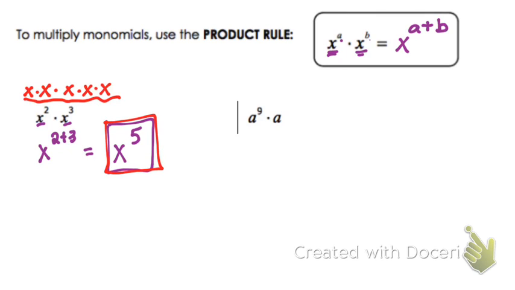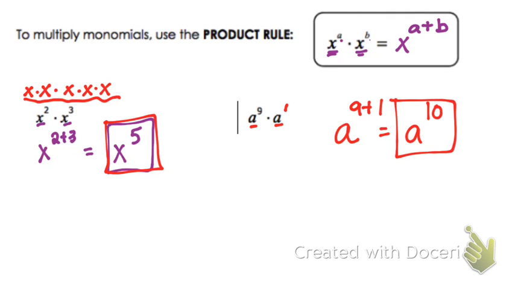Here, a to the 9th power and a, which doesn't have an exponent. If there's no exponent, that means that we're multiplying it by itself 1 time. So they both have the same base, a, and then the exponents I'm going to add. So this would be a to the 10th power.